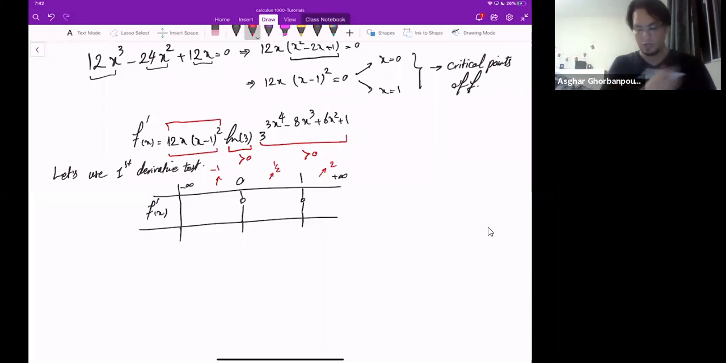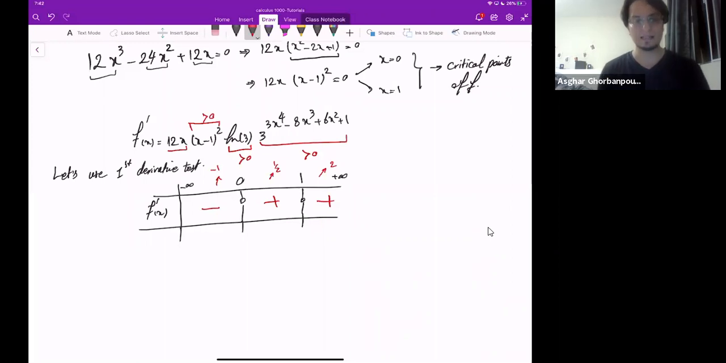If you plug in negative 1, you will see, oh, by the way, actually, it's even simpler than what I said. This factor here is a square, so it is always positive. There's only one thing here, 12x. If x is less than 0, this will be negative. If x is bigger than 0, this will be positive.